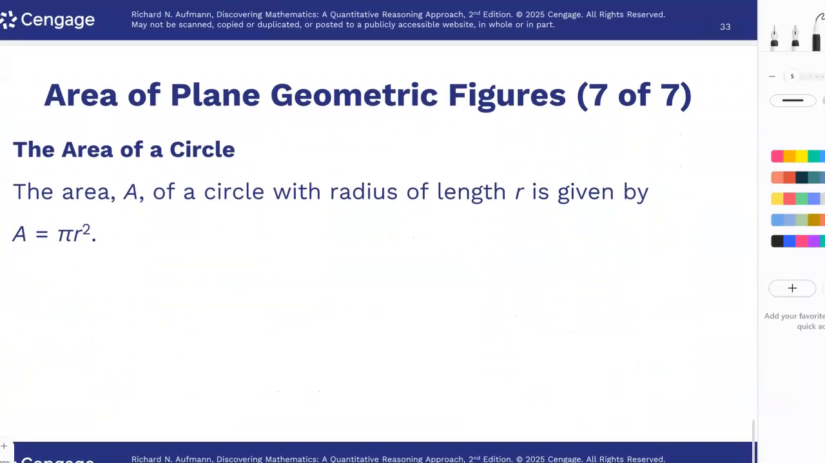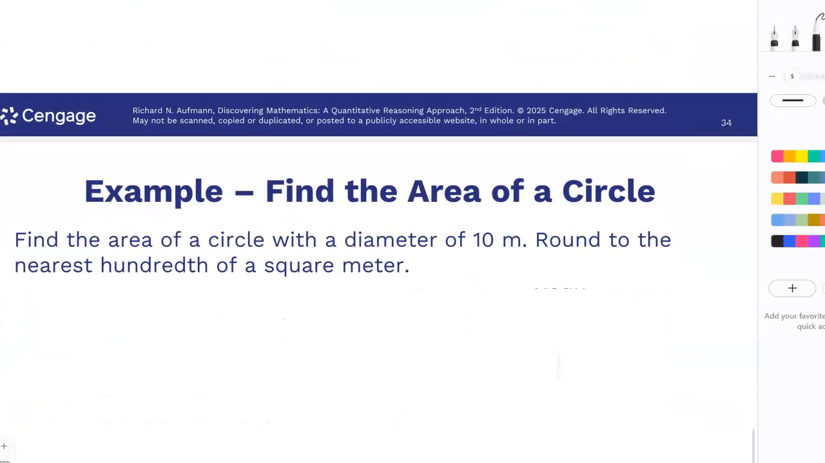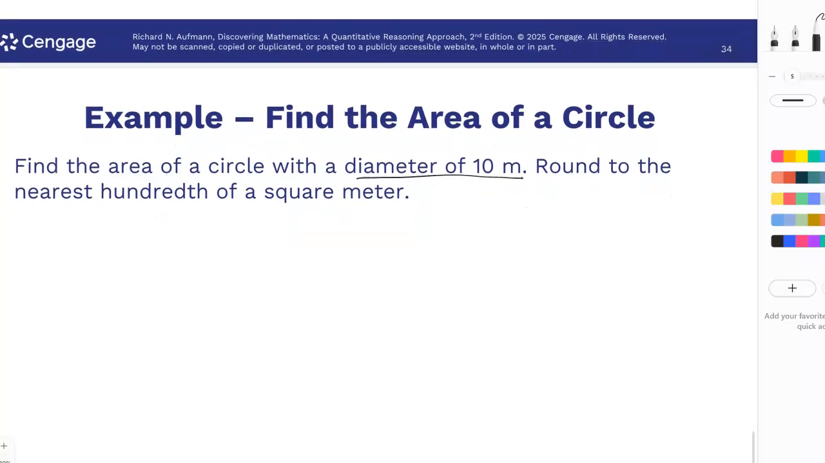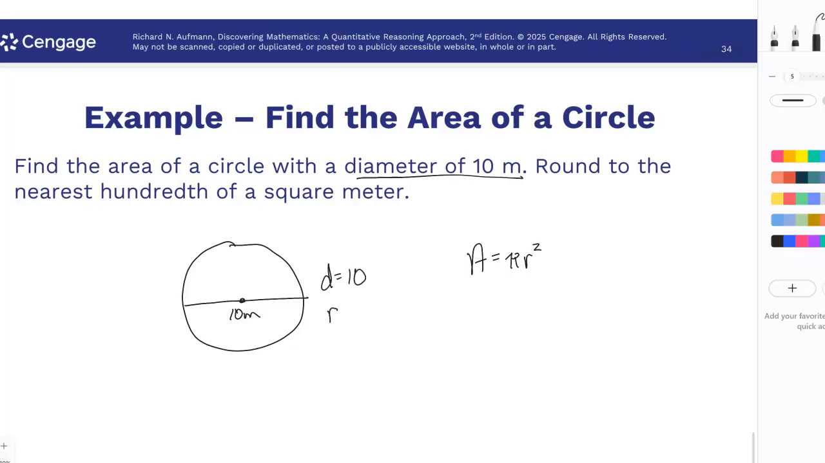We talk about area of a circle is pi r squared. Find the area of a circle with a diameter of 10. So let's draw a picture. So we know the diameter, which is going through the center, is 10. We know area is pi r squared. If the diameter is 10, the radius is half of that, which is 5. So my area is going to be pi times 5 squared. So it's going to be 25 pi units, which would be meters.